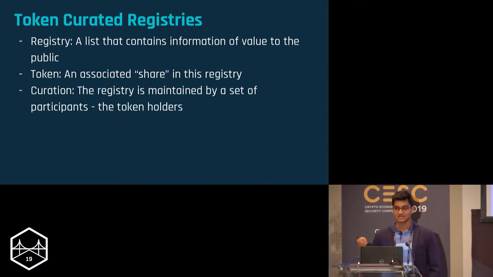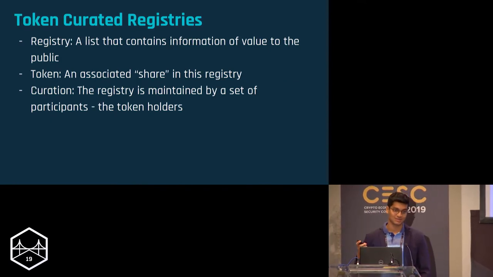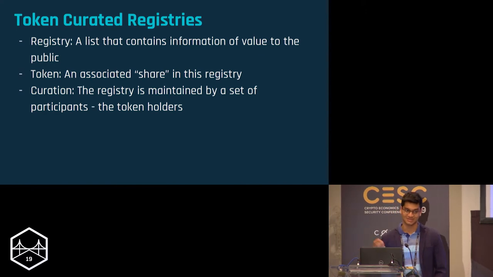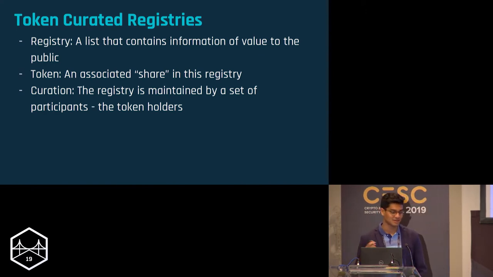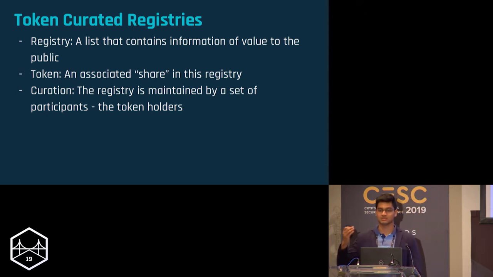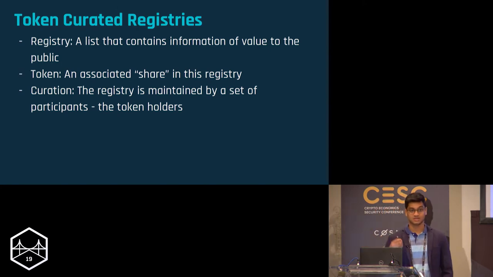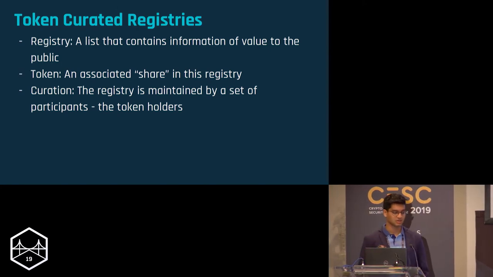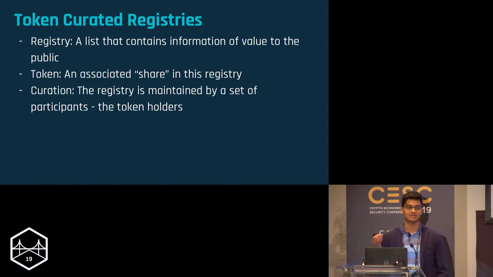So TCRs, it's 2019, and we are all in the crypto space, so I'm sure everyone has heard what TCRs are. The three main parts of a TCR: the registry itself, which is a list that contains some information of value to the public. There's a token associated with this registry, which is something like a share in this venture. And then there is the process of curation, where the registry is actively being maintained by a set of participants, which are the token holders.